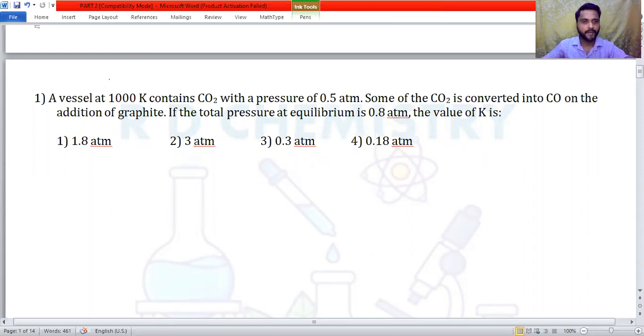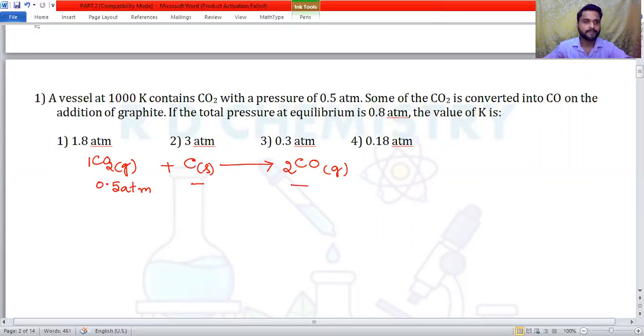To begin with, we have carbon dioxide alone, and it is a gas. Its pressure is 0.5 atmosphere. It has been converted to carbon monoxide by adding graphite. Graphite is nothing but carbon in the solid state. Carbon monoxide is a gas. To balance the equation, 1 mole of carbon dioxide gives 2 moles of carbon monoxide. Solid does not exert any pressure. Carbon monoxide in the beginning is not formed, so I'll write a dash.